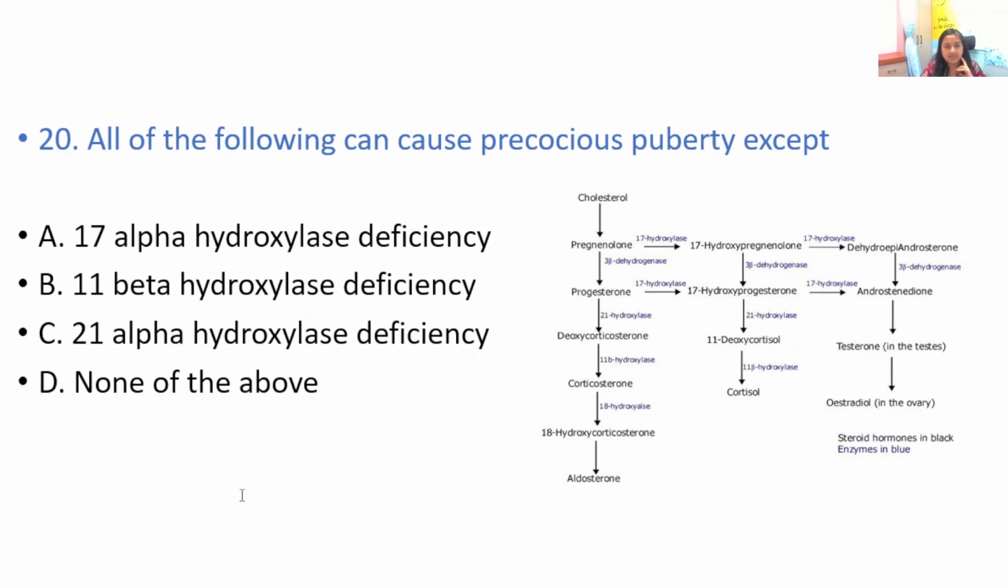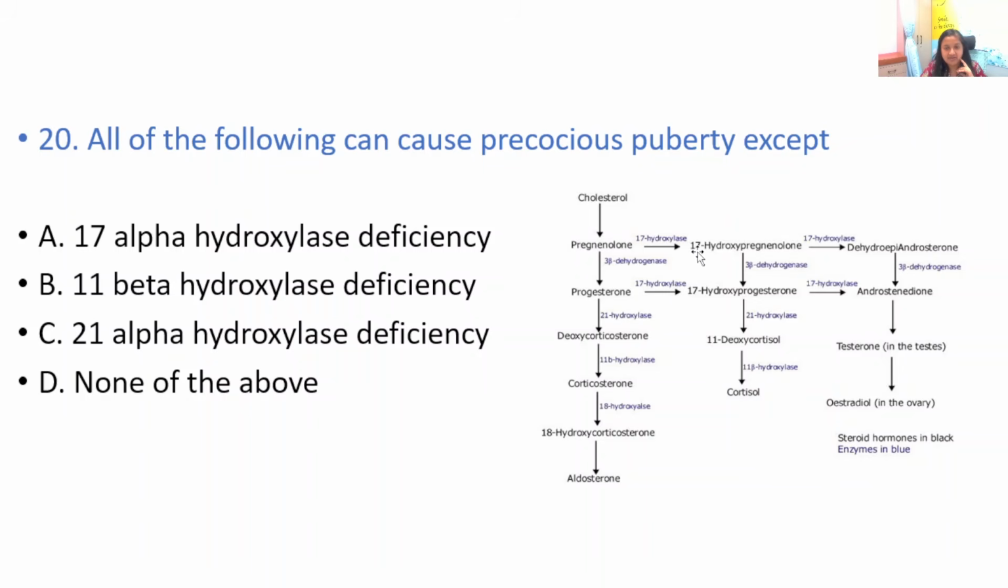And the last question is, all of the following can cause precocious puberty except 17 alpha hydroxylase deficiency, 11 beta hydroxylase deficiency, 21 alpha hydroxylase deficiency, and none of the above. Now look at this picture very carefully. Here 17 alpha hydroxylase. So when you don't have this enzyme, these products, pregnenolone and progesterone, these do not go ahead into the cycle and become androstenedione and testosterone. Okay, so androgens do not develop when you don't have this 17 alpha hydroxylase.